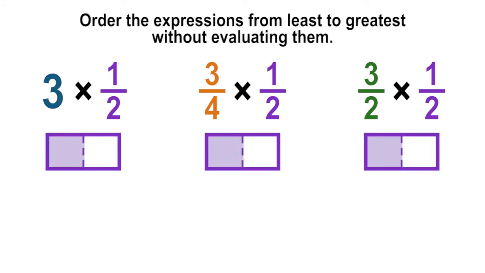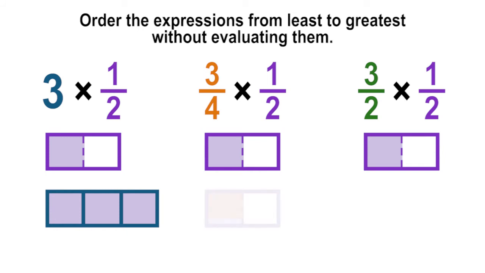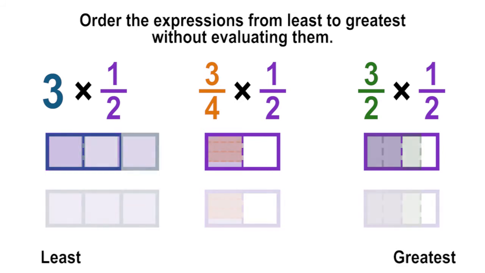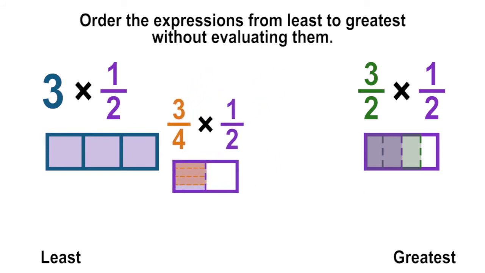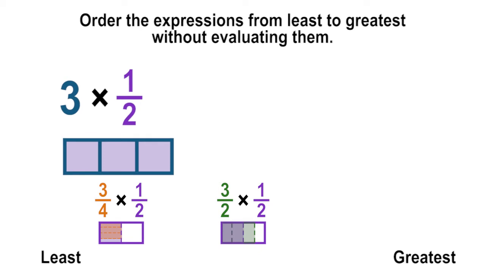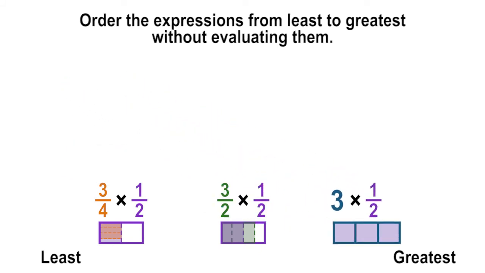3 multiplied by 1/2 is 3 1/2 sized groups, or 3/2. 3/4 multiplied by 1/2 is not a full 1/2 sized piece. It is only 3/4 of that 1/2 sized piece, or 3/8. 3/2 multiplied by 1/2 is 3 1/2 of 1/2 sized pieces, or 3/4. From smallest to largest, the expressions are 3/4 multiplied by 1/2, 3/2 multiplied by 1/2, and 3 multiplied by 1/2.